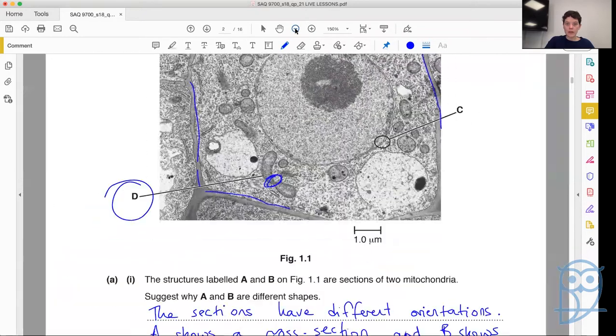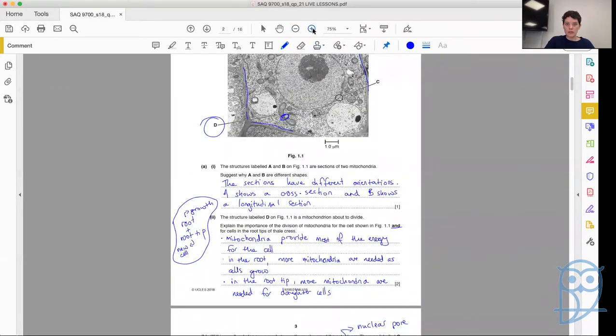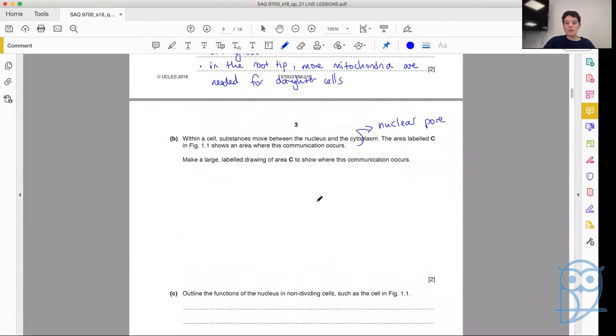So now if we zoom back out again to a more comfortable place to write, make a large label drawing of area C to show where this communication occurs. So we had the membrane coming down and back up, because remember it's a double membrane. It's a nuclear envelope. And then we had the other piece from the other side, cross section again. So this here would be the nuclear pore, and this here is the nuclear envelope.